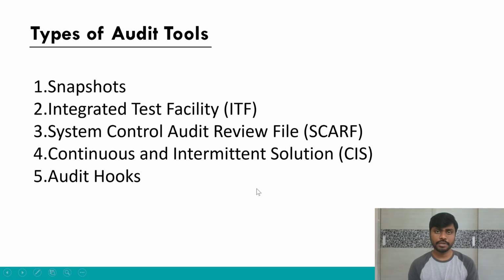There are 5 tools that have been given in your syllabus, but in reality, please understand that these are not the only tools available in the market. There are many tools available for doing the systems audit. But before we get into each individual tool, let us have a quick understanding of why we are depending on these new tools, or what is the need for these tools.